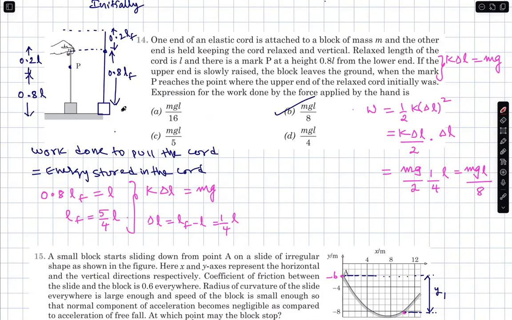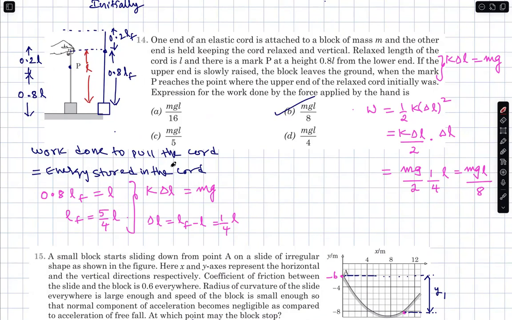The second point: initially this length is 0.8 L, that length is 0.2 L. Finally, this entire length is 0.8 L final, and that is 0.2 L final. 0.8 L final is nothing but the initial length L of the string. So L final is 5 by 4 L.